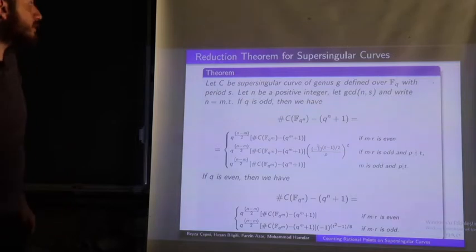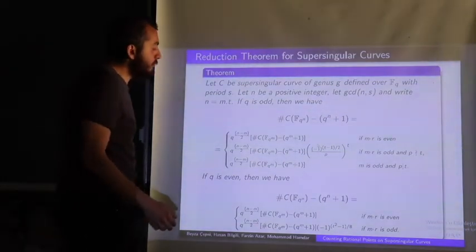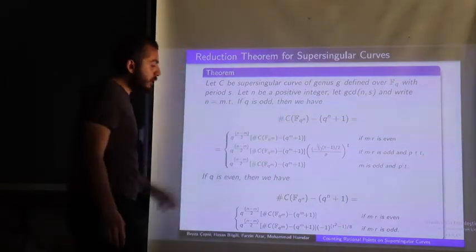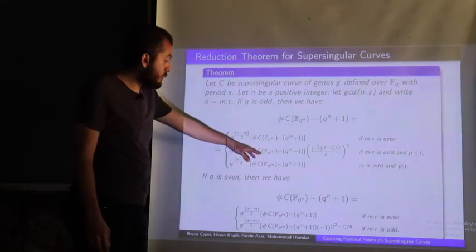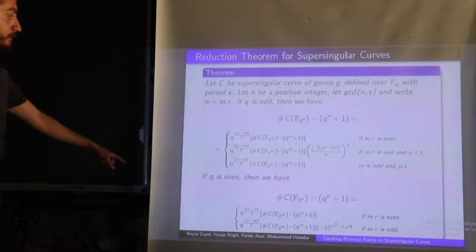And for supersingular curves, we had a reduction theorem. Generally, it says that if you want to calculate the number of zeros over F_{q^n}, you can reduce it to a smaller field. So, as it's stated in here.